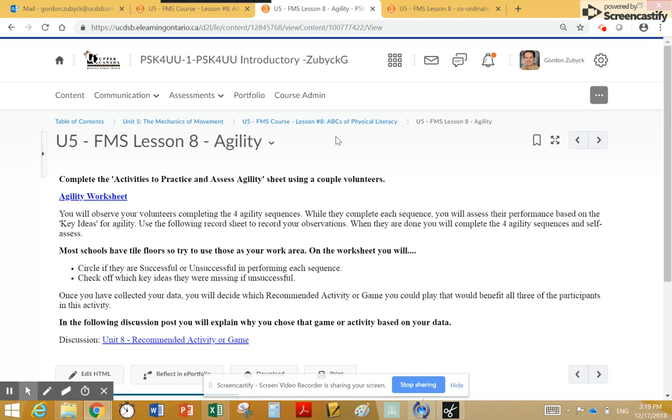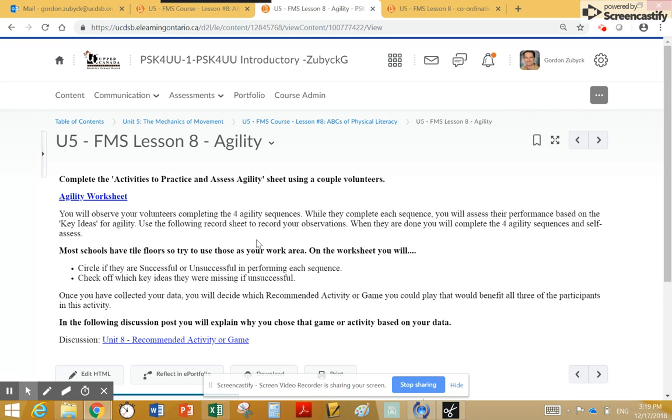And the agility section here is another little active lab. There's a worksheet here that you can download. Basically, you're going to get some volunteers who are going to complete the 4 agility sequences found in the worksheet. So there's 4 different patterns using grids or squares. If your school has tile flooring like ours does, that makes it really easy to find. If it doesn't, you could use hula hoops, be careful, but you may have to tape something down or create that pattern creatively, whichever way you can do this.